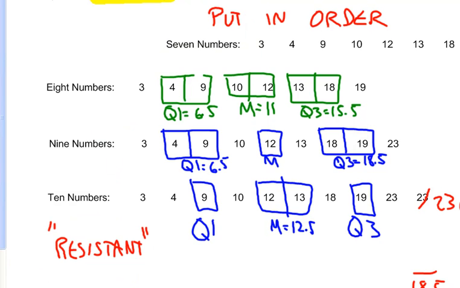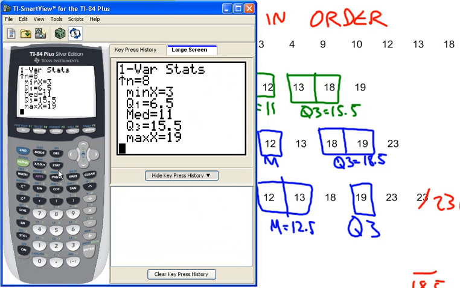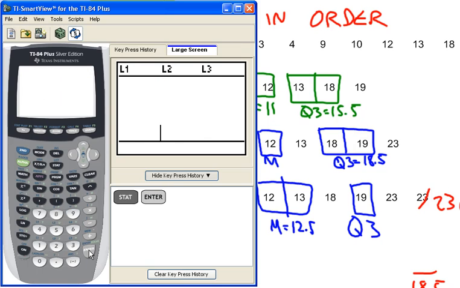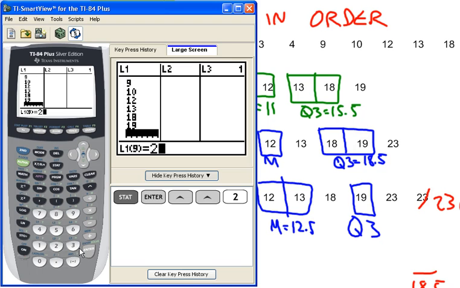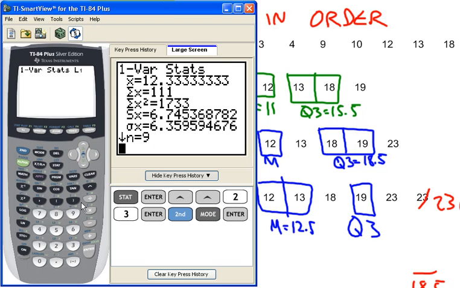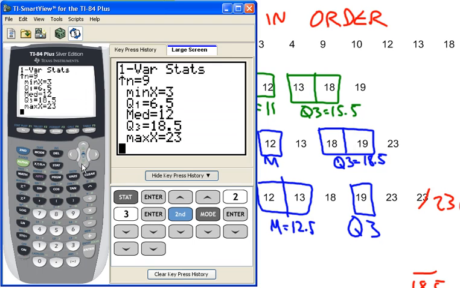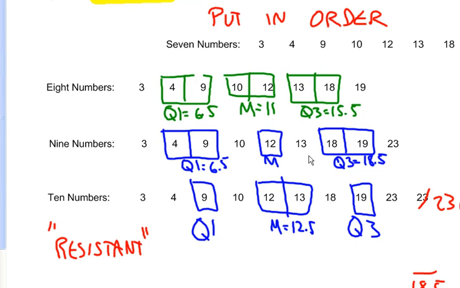So now I'm going to add a 23 to the list. So I hit stat, enter, up arrow twice to get to the bottom of the list, add the 23, enter, second quit, and I can hit enter again. Notice the X bar went up to 12.33, and I got 6.5, 12, and 18.5, exactly what we got today in class.